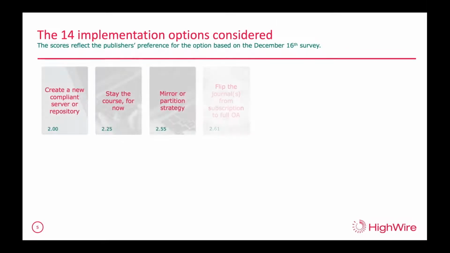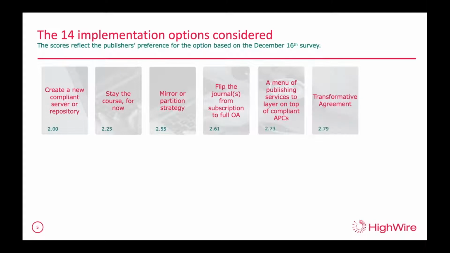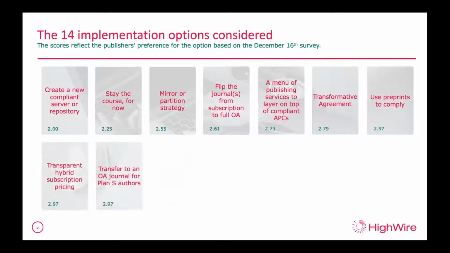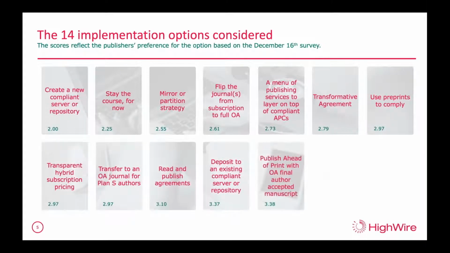Here are the 14 options that came out of the initial interviews. They're presented in the order of publisher preference, least to most, as of mid-December. You can see the score for each option at the bottom of the box. The higher the score, the more preferred the option. The description of the options is presented in the white paper, and I won't go into much detail about them in the interest of time. But let me just say a sentence about each of them.